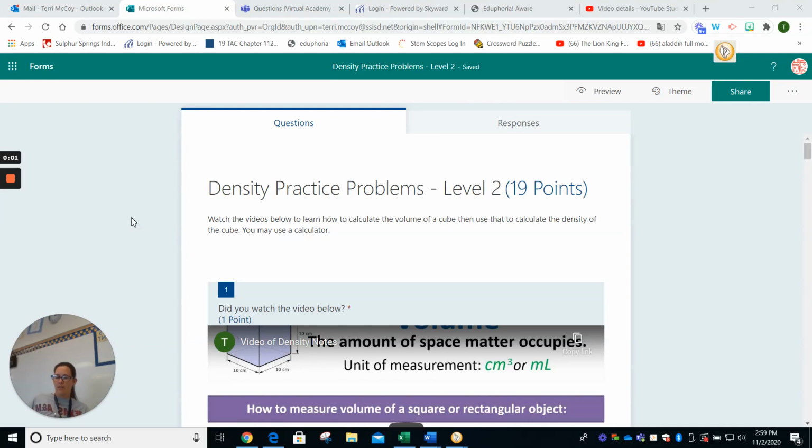Hello, here we are on Density Practice Problems Level 2. So this one's going to be a little bit trickier. We're going to have 2 steps to each problem. We're going to find the volume first. Then we're going to find the density using the volume that we found.